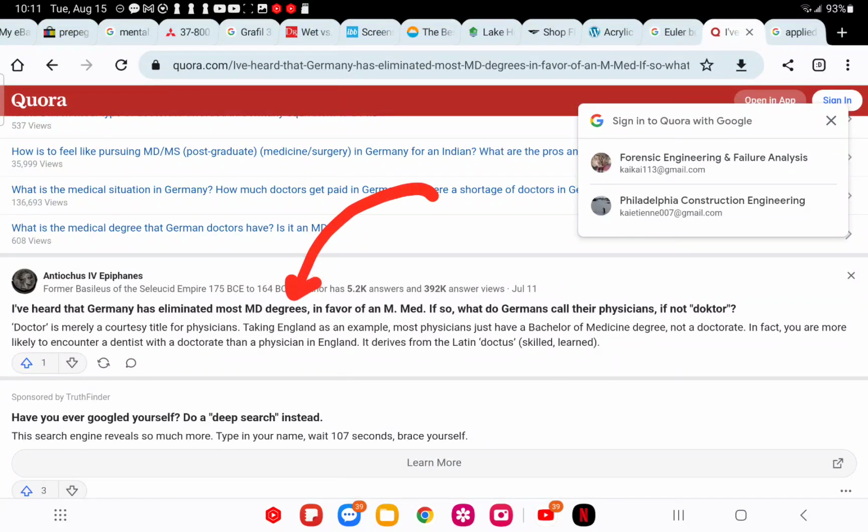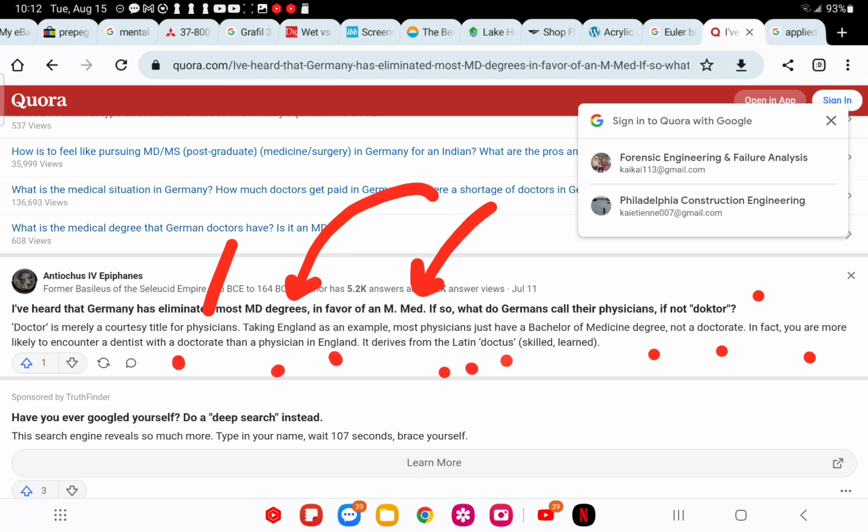So you won't get your M.D. You'll be M.M.E.D. What the Germans call the efficient doctors, if not doctor, is merely a courtesy for title physicians. Taking England as an example, you know, bachelor's of medicine degree, not a doctorate. In fact, you are more likely to encounter a dentist with a doctorate than a physician in England.